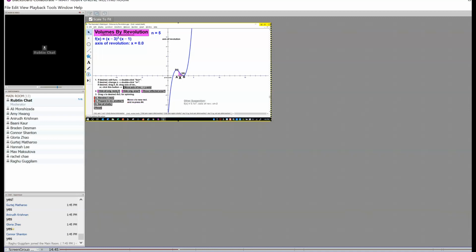Original rectangles. Okay, so this isn't behaving. Hide original area. No, show reflected area. There's the reflected area. Revolve one rectangle. So the way to do this is to make these little shells.